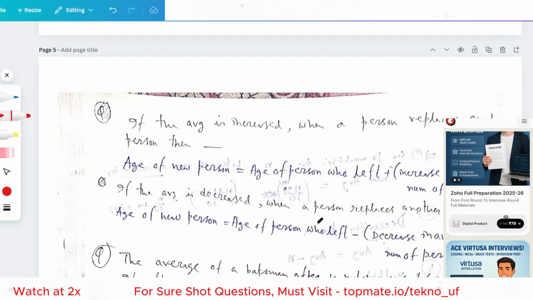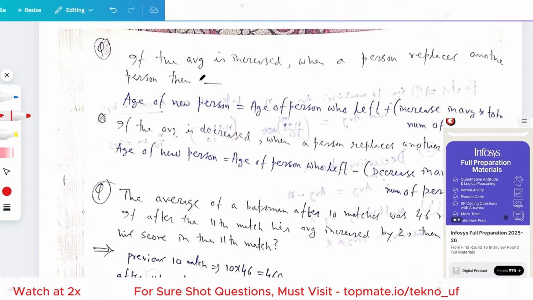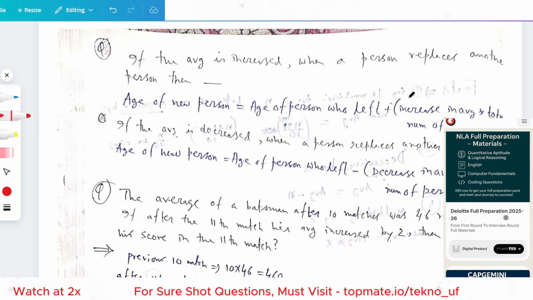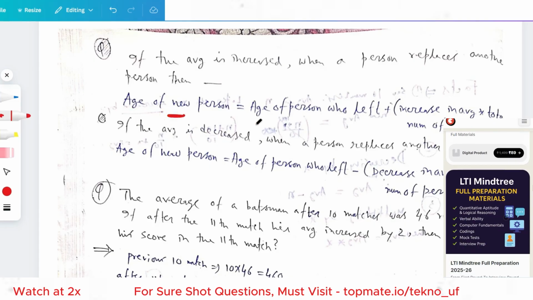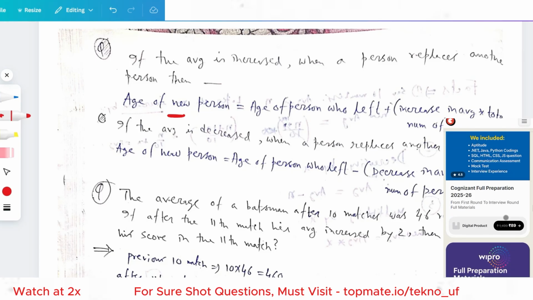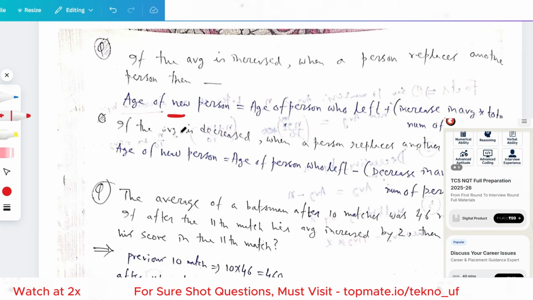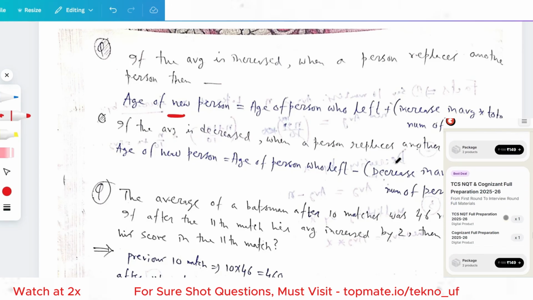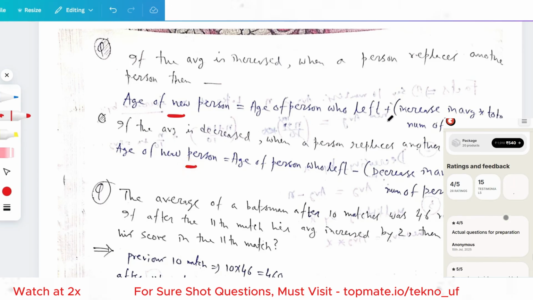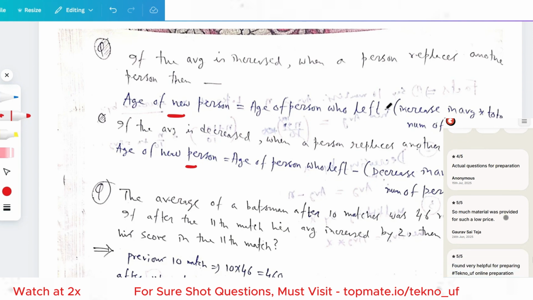Okay, and then also the last two special cases. If the average is increased when a person replaced another person, then the age of the new person will be age of the person who left plus increase in average times total number of persons. Then if the average decreased when a person replaces another person, then the age of the new person will be, obviously, in this case if you remember this formula, then you can remember this formula as well, because here the only difference is plus and minus.